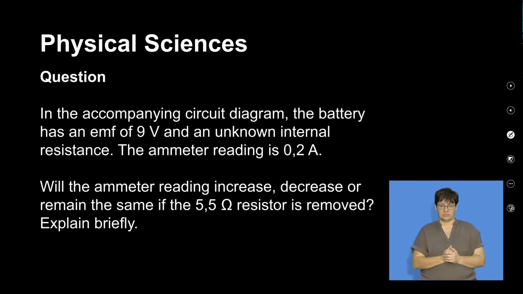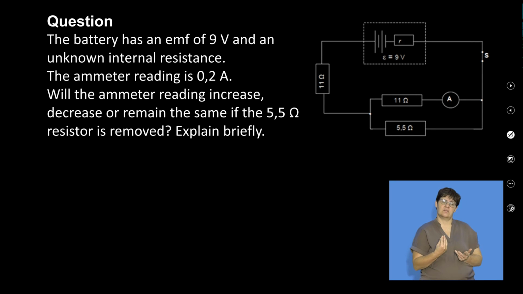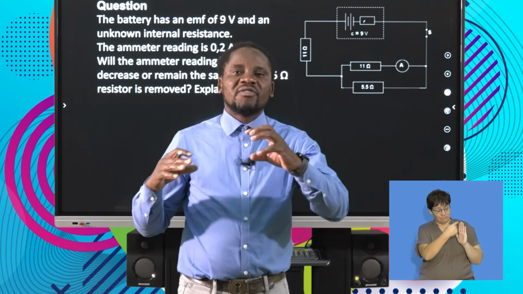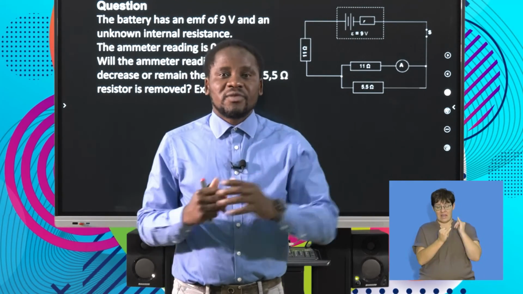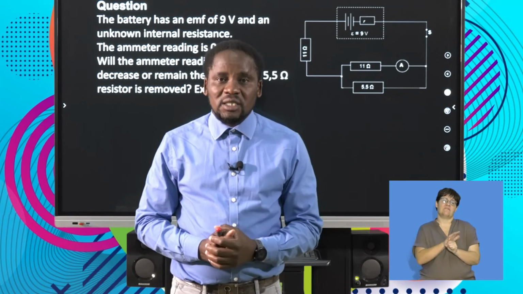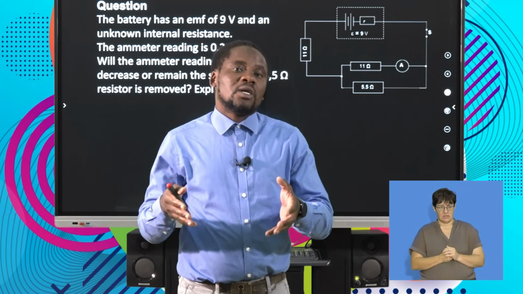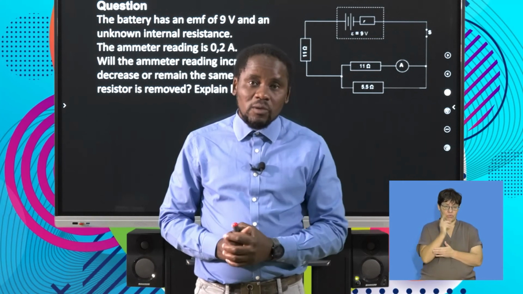Now, in the very same circuit, we are being asked whether the battery still has the same EMF. Then the question says, will the ammeter reading increase, decrease, or remain the same if the 5.5 ohm resistor is removed? So let's appreciate something here. This has to do with our understanding of the circuit. We are saying that the 5.5 ohm resistor, which was connected in parallel with the 11 ohms, is now no longer part of the circuit. How does that affect the ammeter reading? The reading of the ammeter is based on the current passing through the 11 ohm resistor.